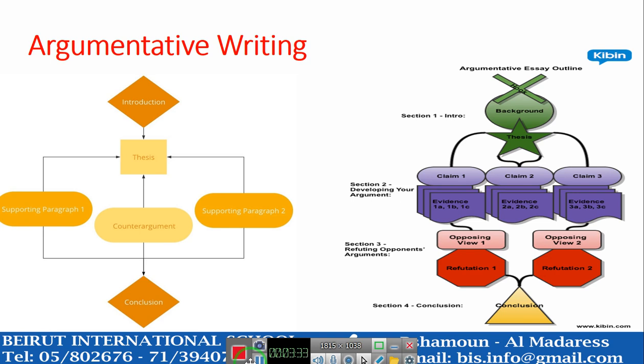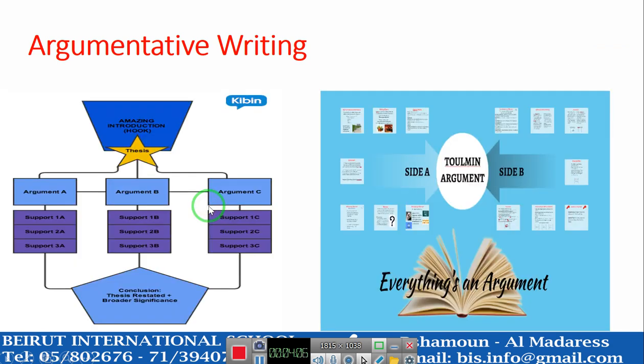The first graph, which shows the parts of argumentative writing, has the introduction, of course, with the thesis. We have supporting paragraph 1, which is the argument, and then the counter argument, and then supporting paragraph 2, which is the refutation. Finally, the conclusion. So this is the easiest way to write an argumentative essay, and as I told you, it is the easiest one to correct.